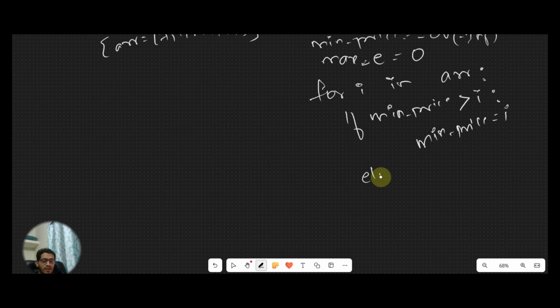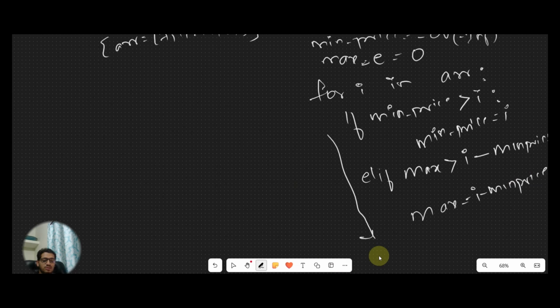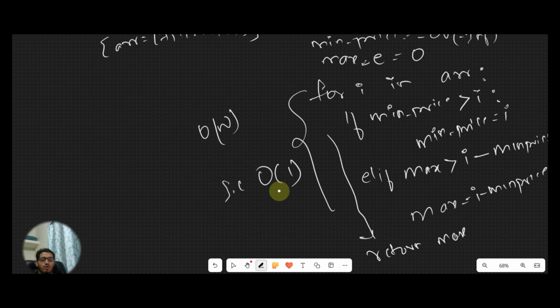Now, if it is not matching this condition, then we have to check whether the maximum profit is less than the current element minus the minimum price. If it is giving a larger profit, then I have to update max to i minus the minimum price. Then after iterating the loop, I'll just return the max. We are using only a single loop, which is O(n), reducing the time complexity from n squared to n, and the space complexity is constant.